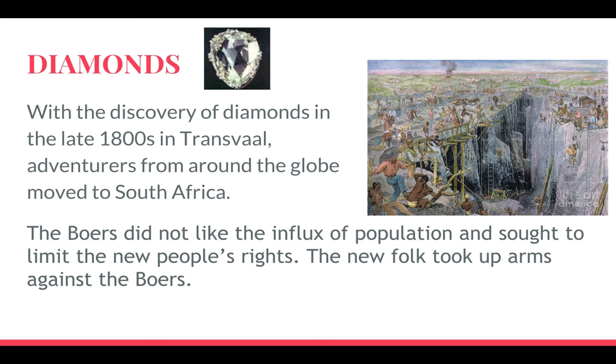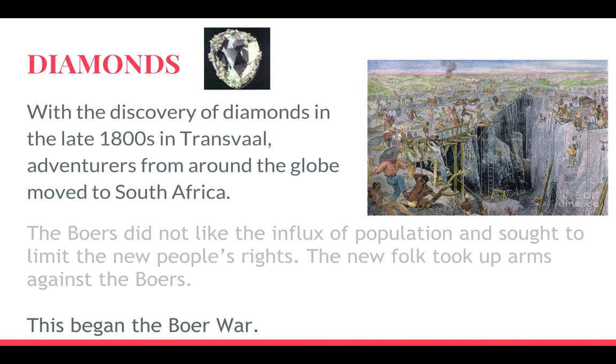They started to create laws saying you need to be a Boer in order to do this. They created limits on how late they could stay out. Ultimately, the new folk who came there took up arms against the Boers. The Boers are going to blame the British for this, and this begins what's called the Boer War. Now, the Boer War is actually a lot bigger, and there's a couple different Boer Wars, but we're going to treat them all as the same, mostly for ease, but there's a lot more to the Boer War.